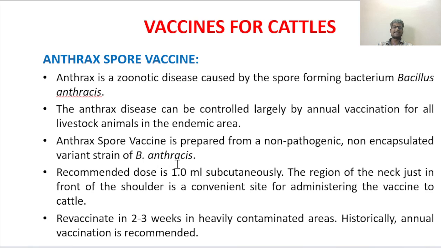The recommended dose of this vaccine is 1 ml, injected subcutaneously. The region in the neck just in front of the shoulder is a convenient site for administering this vaccine to small ruminants as well as large ruminants. Revaccination in 2 to 3 weeks in heavily contaminated areas is recommended.